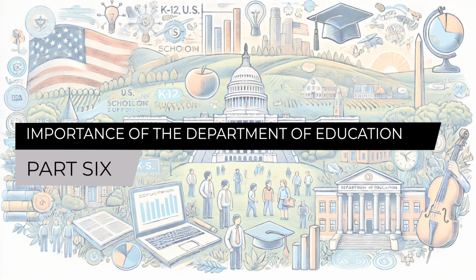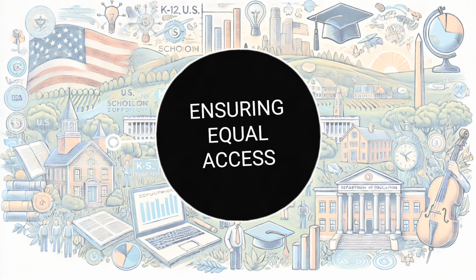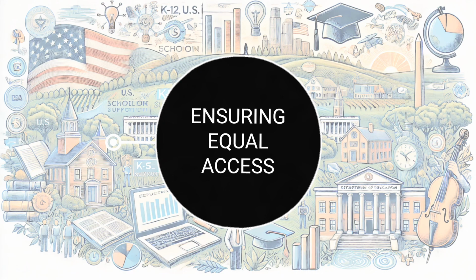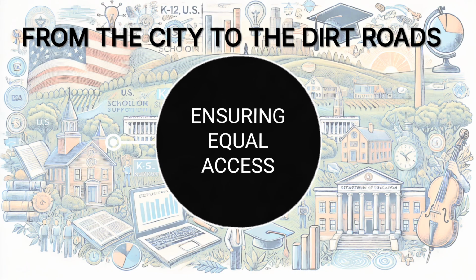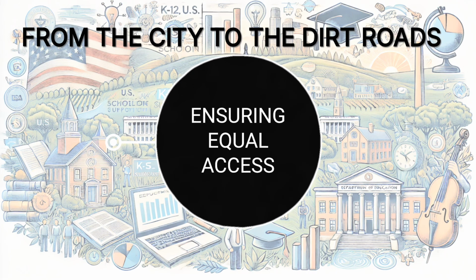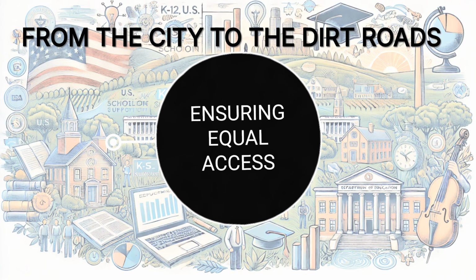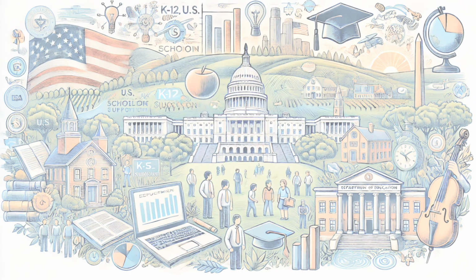Part 6. The Importance of the Department of Education. The U.S. Department of Education plays a critical role in shaping the educational landscape of the country. Here's why it's important. Ensuring equal access. One of the department's primary missions is to ensure that every child has access to a high-quality education, regardless of their background or where they live. This is particularly important in underserved communities, where federal funding can make a significant difference.